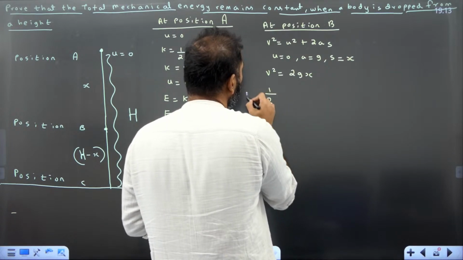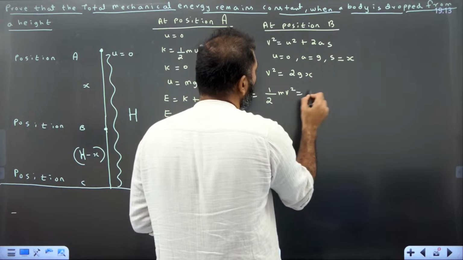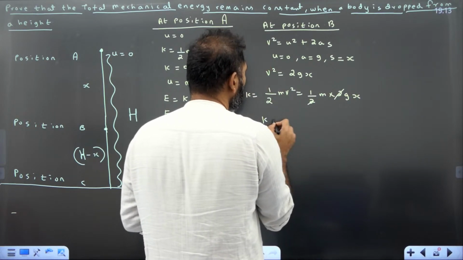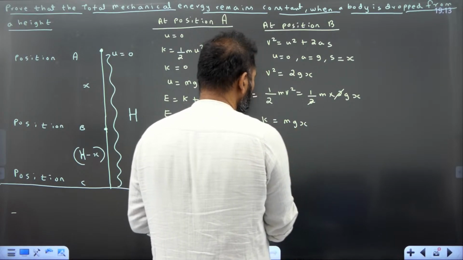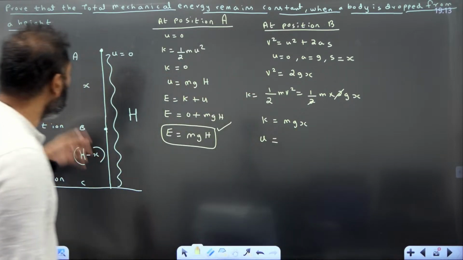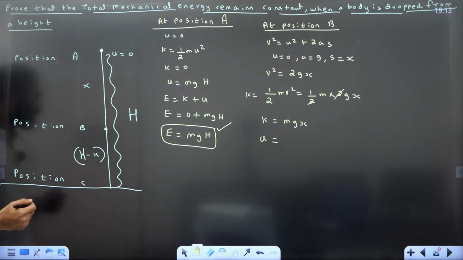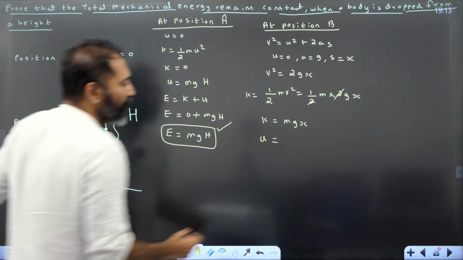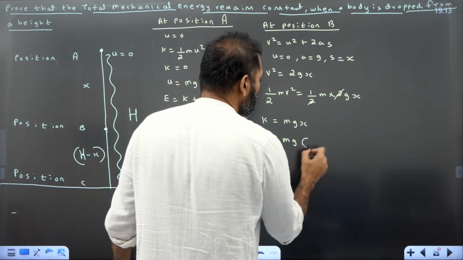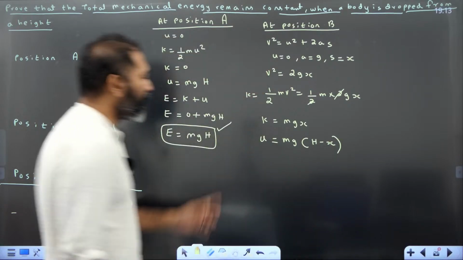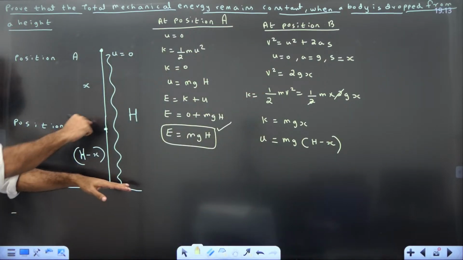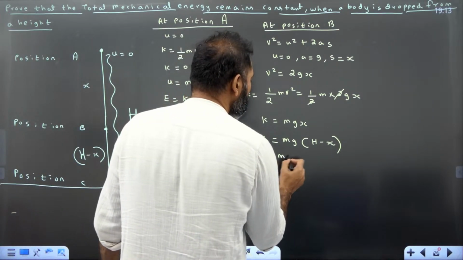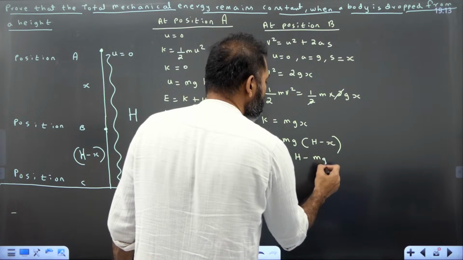Kinetic energy K equal to half mv square. So half m into 2gx. So what is the kinetic energy? mgx. What is potential energy? See, potential energy is always calculated from the ground height, not from the top. So what is the potential energy height? H minus x. So potential energy is mg into h minus x. Why mg and h minus x? Because from the ground level, position B is at a height of h minus x. So potential energy is equal to mgh minus mgx.